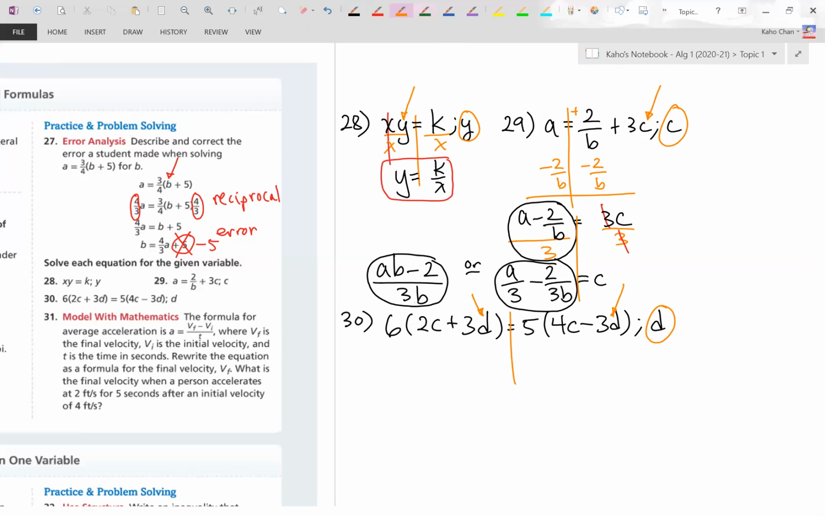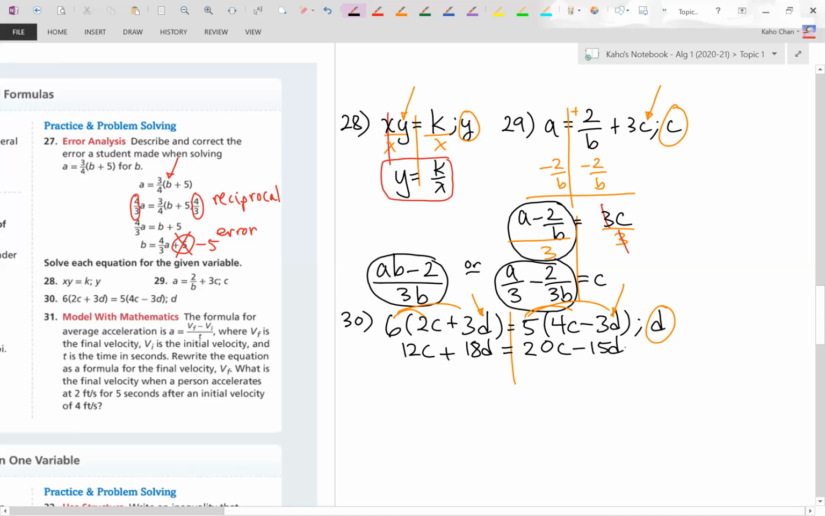Watch. Here we go. Distribute the 6 right there. Distribute the 5 right there. And let's see what happens. 6 times 2C and 6 times 3D. Woo! You're welcome to pause the video anytime if I'm going too fast. Distribute the 5. Woo! All right.